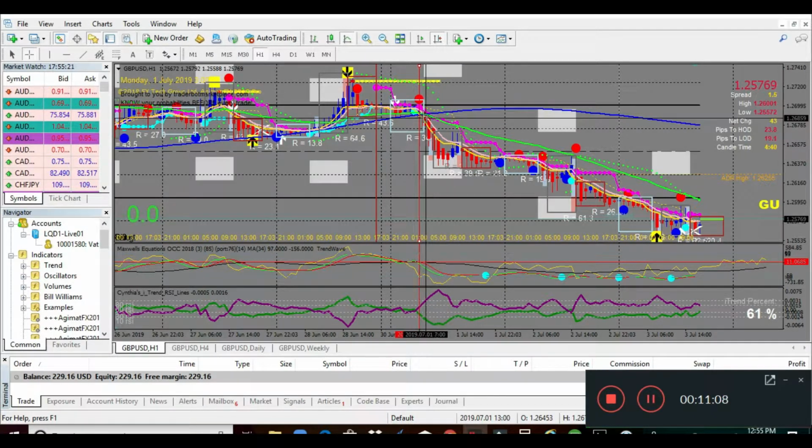So if I entered here, I would have been right about in here if I waited for the cross of the moving average. And this would have been a 111 pip profitable trade if I would have gotten out at 100 plus pips to take profit.